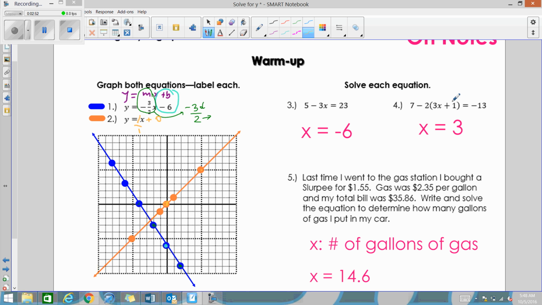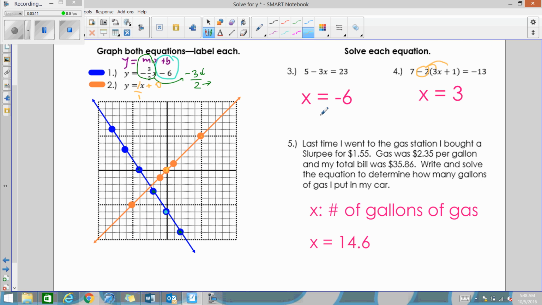3 and 4, you're just solving. 3 is pretty simple, but number 4, if you didn't get x equals 3, remember you're distributing a negative, you're distributing a -2. That's what you're distributing, a -2 to 3x and to 1. And then lastly, number 5, this is you writing an equation, which we've had a lot of practice with.